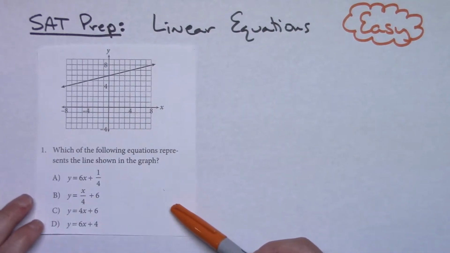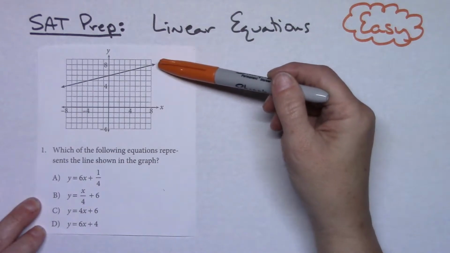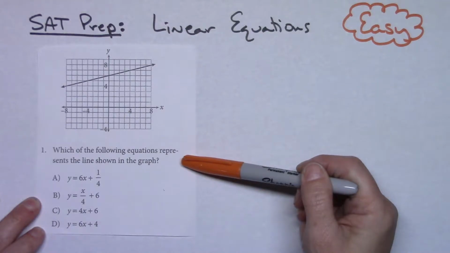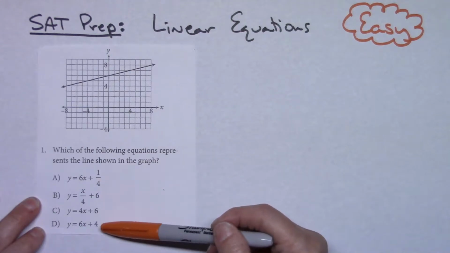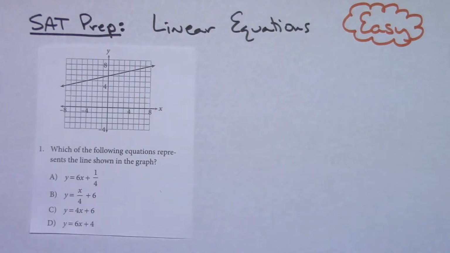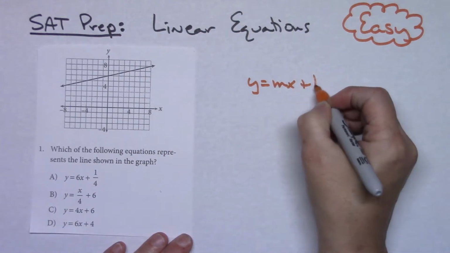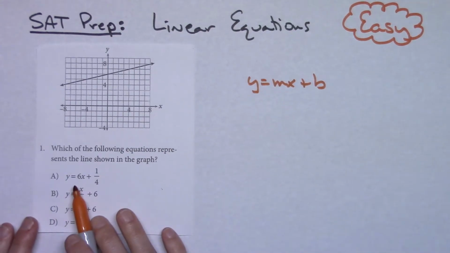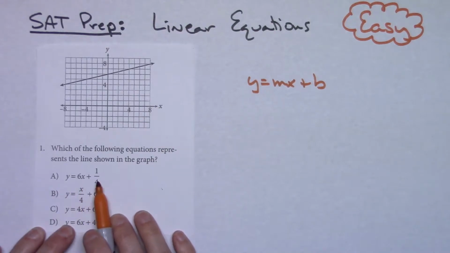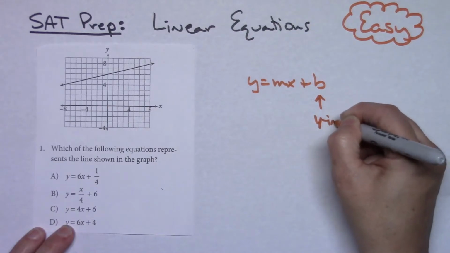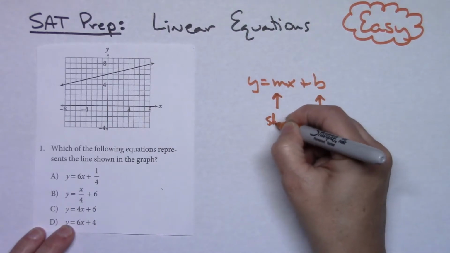Alright, so for this first question here, we have been given a line that has been graphed, and the question asks, which of the following equations represent the line shown in the graph? So hopefully you can look at these four choices and see that they are all in slope-intercept form. Okay, so we can review slope-intercept form here. That would be y = mx + b. They are all of that form. There's a coefficient in front of the x and then plus or minus another number, which is my b. That b is the y-intercept, and the m is the slope.